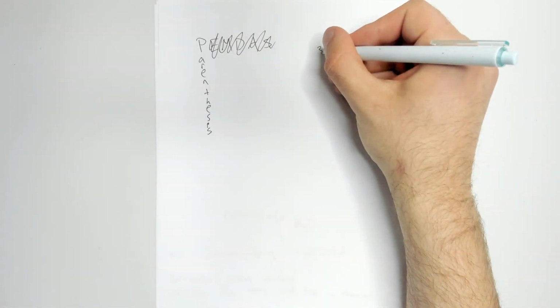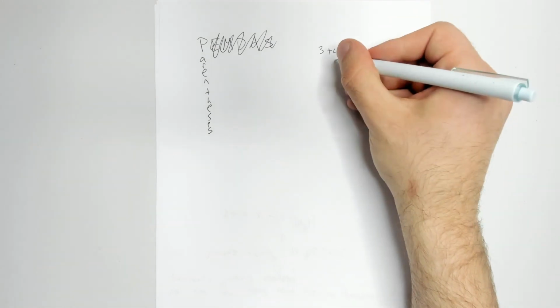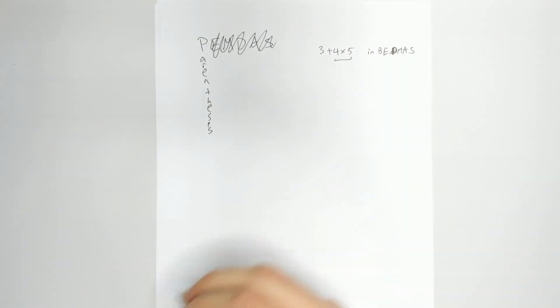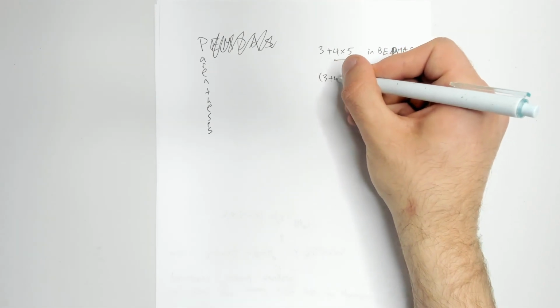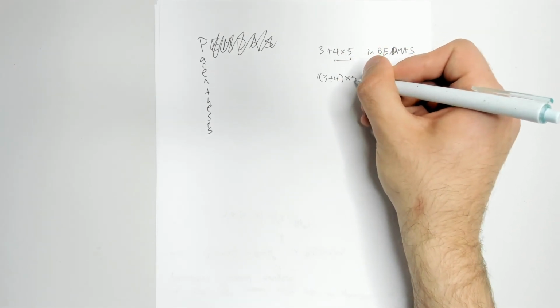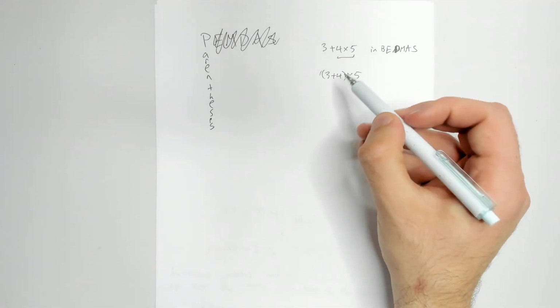So let's take, for example, 3 plus 4 times 5. Inside of BEDMAS, we know that we're to evaluate the multiplication first and then do the addition after. If we wanted to do the addition first, we'd have to do the 3 plus 4 in parentheses and then multiply it by 5. So this basically ensures that we do the 3 plus 4 first.